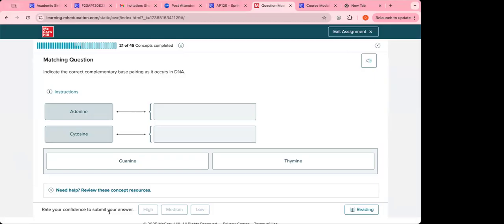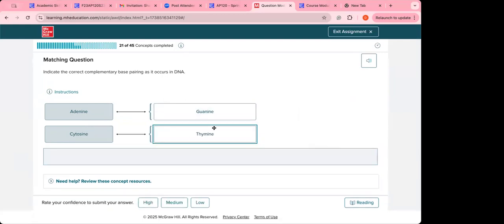Okay, now we're gonna match the bases. So adenine always pairs with guanine, the G. A pairs with G and C pairs with T in DNA. You're going to see that in RNA, one of these is going to change, but in DNA, A always pairs with G and C always pairs with T.